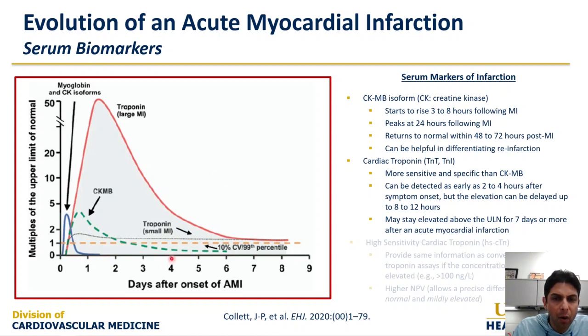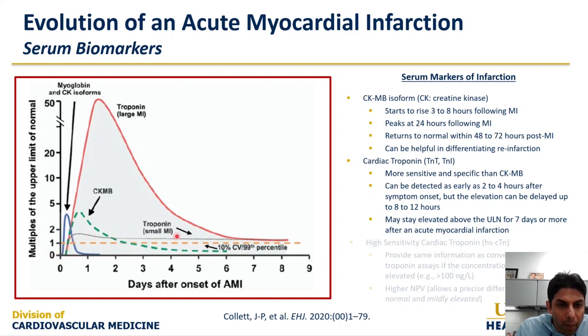Now what I want to point out is why CKMB isoforms can be very helpful for differentiating reinfarction, because it takes all the way up to 7 days for that troponin level to normalize. If a patient has a reinfarction, it's going to be really difficult to determine if that troponin is rising again. So CKMB will very clearly rise if a patient has a reinfarction, let's say on day 4, and we can detect that.